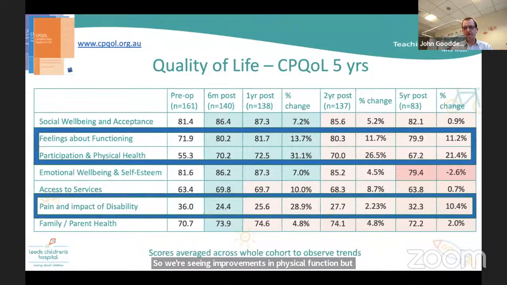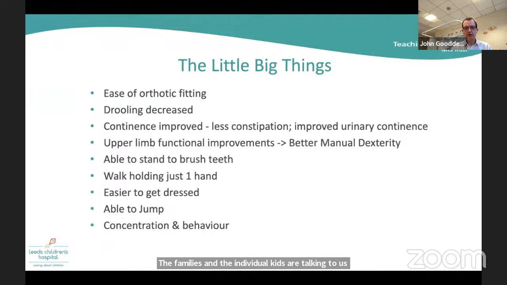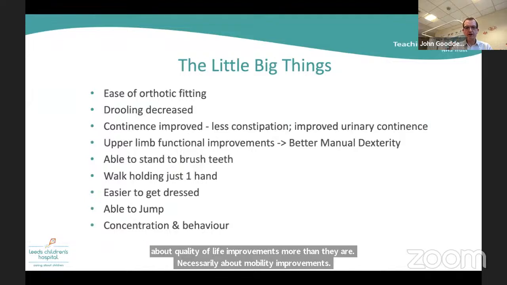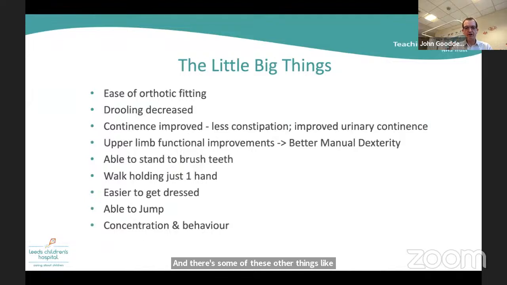And certainly one of the messages coming through in the longer term follow-up is that families and the individual kids are talking to us about quality of life improvements more than they are necessarily about mobility improvements. And there are some of these other things, like ease of orthotic fitting and less support when walking, little things that are hard to measure that parents report make a big difference to life.